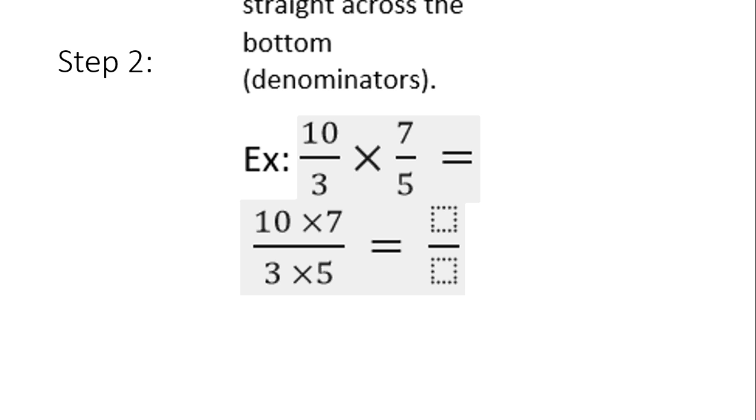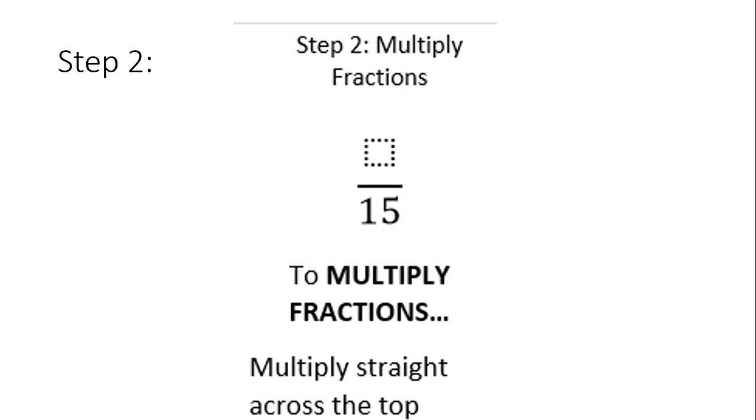So in our expression 10 over 3 times 7 over 5, we need to multiply the 10 times the 7, and we would get 70. And we need to multiply the 3 times the 5, and we get 15. So multiplying 10/3 times 7/5 gives us 70 over 15. Then go back to the top of that column on step 2, and we can write in our answer, 70 over 15. Now, it may look like we're done, but there's a couple more steps we need to do before we are completely finished with this problem.